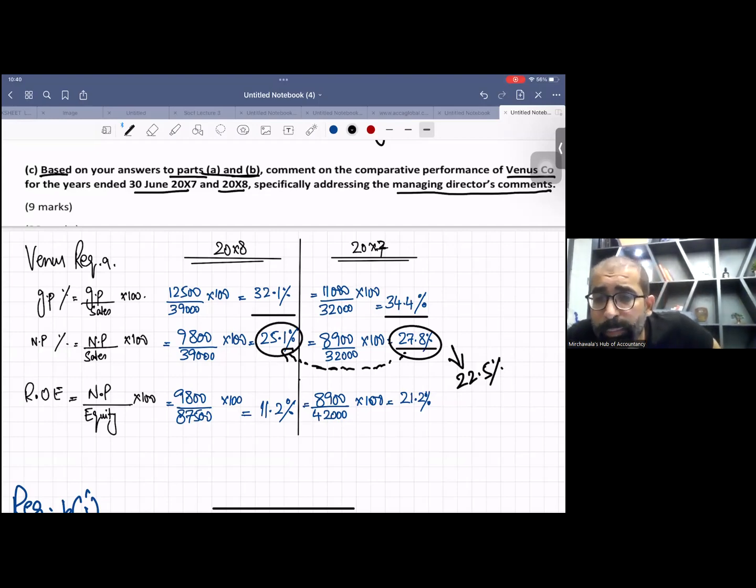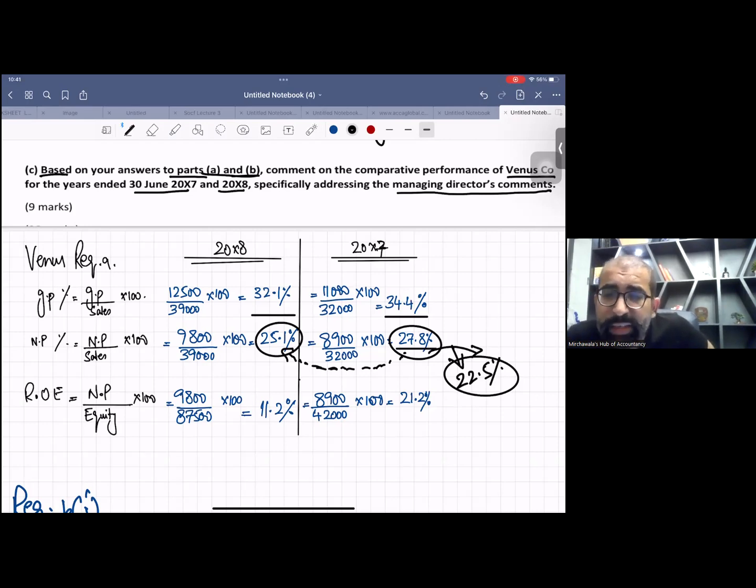But if you see the real picture, if you compare last year's individual results with this year's, you will see 27.8% to 22.5%. That means you can openly see that it is the parent company who is responsible for the bad performance, not the subsidiary.